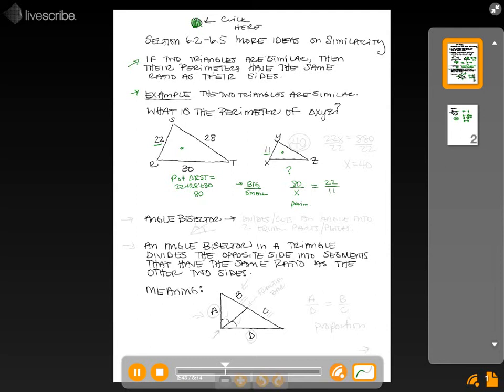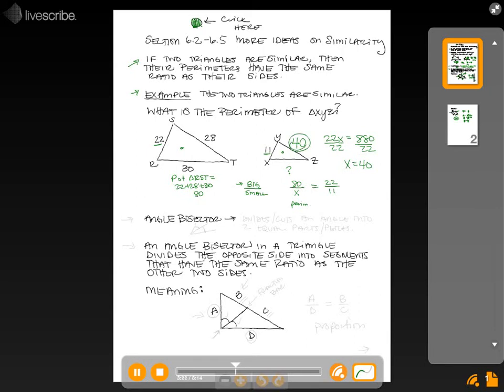We can solve this. It's a pretty easy proportion. We have to cross multiply and divide. Let's go ahead and start cross multiplying. 22 times x is 22x equals 80 times 11, which is going to be 880. I'm going to divide both sides by 22. So 880 divided by 22 ends up giving us 40. So x is 40. That tells us the perimeter of the small triangle is 40. Alright? And that's how we would solve that type of problem.